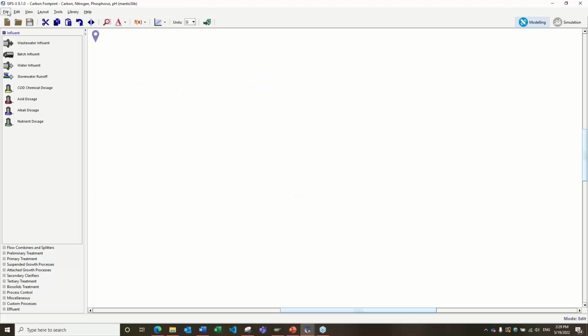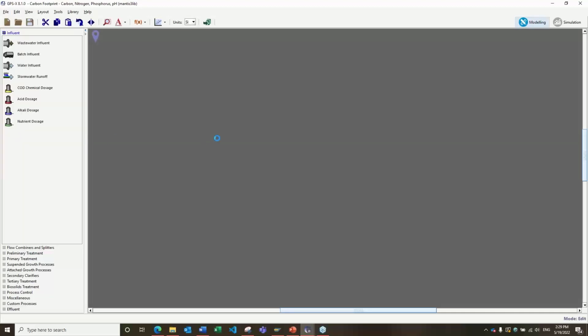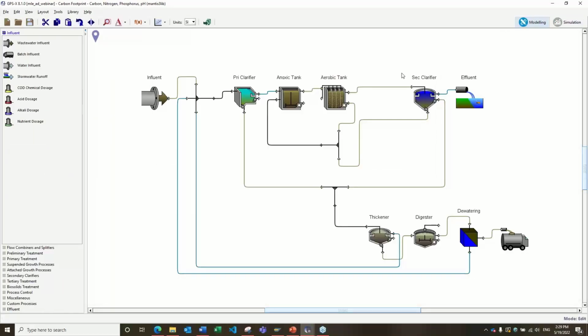The next thing is, let's look at a layout here. I have a layout that we prepared for this particular webinar. I'm going to show you this MLE process. We have a primary clarifier, an anoxic tank, an aerobic tank, and a secondary clarifier, and the sludges from the primary clarifier and the secondary clarifier are being diverted to a thickener. Then they go to a digester. We dewater it, bring back all the recycle lines, and then dispose of the sludge.